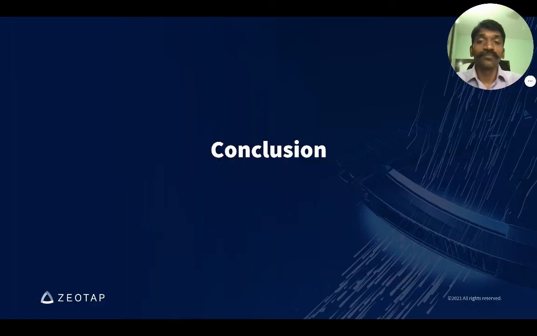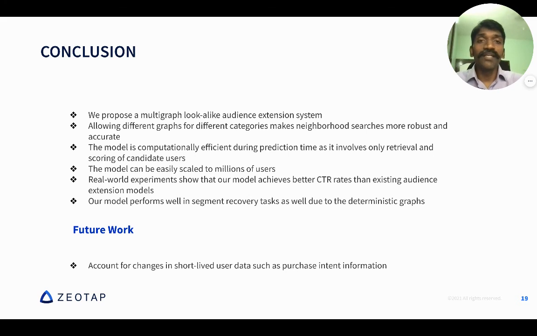Conclusion. We propose a multigraph lookalike audience extension system. Allowing different graphs for different categories makes neighborhood searches more robust and accurate. The model is computationally efficient during prediction time as it involves only retrieval and scoring of candidate users. The model can be easily scaled to millions of users. Real-world experiments show that our model achieves better click-through rates than existing lookalike architectures. Our model performs well in segment recovery tasks as well due to the deterministic nature of the graphs.